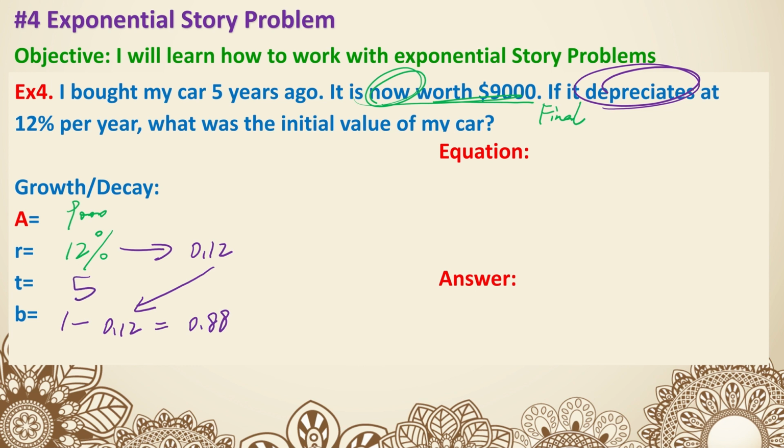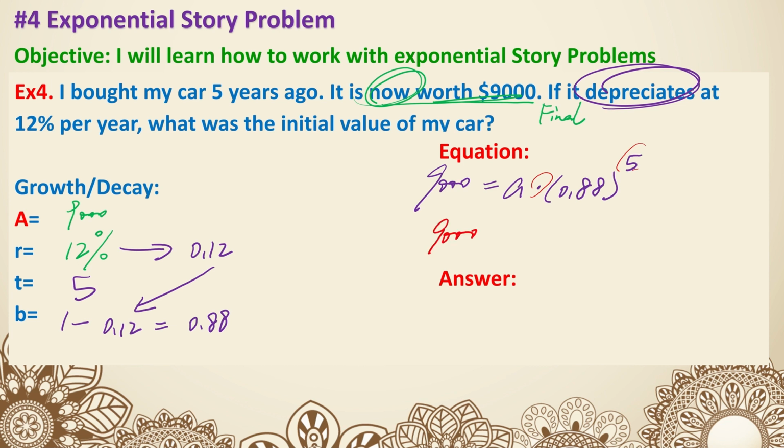Let's set it up. Big A is 9,000, so 9,000 is on the left side by itself. Little a, we don't know. Multiply with 0.88 to the 5th power. So I'm going to calculate what is 0.88 to the 5th power first, because exponents come before the multiplication or division. So write down as many digits as you can.